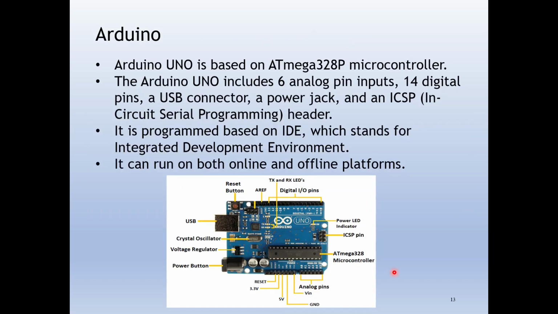Arduino. Arduino Uno is based on Atmega 328P microcontroller. The Arduino Uno includes 6 analog pin inputs, 14 digital pins, a USB connector, a power jack, and an ICSP header, that is in-circuit serial programming header. It is programmed based on IDE, which stands for Integrated Development Environment. It can run on both online and offline platforms. The picture shows the different parts of Arduino Uno.